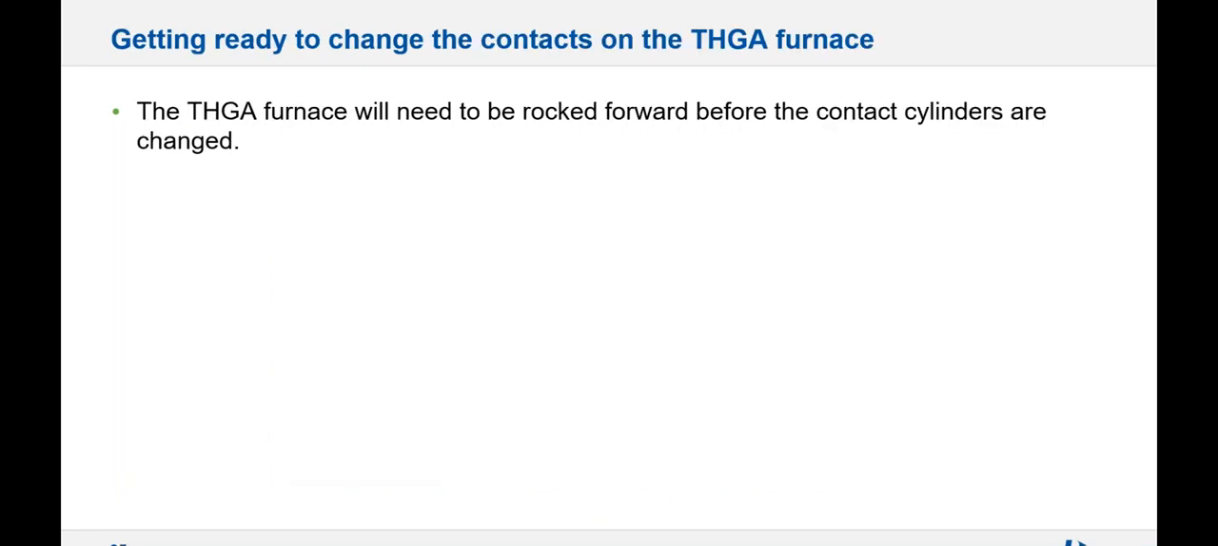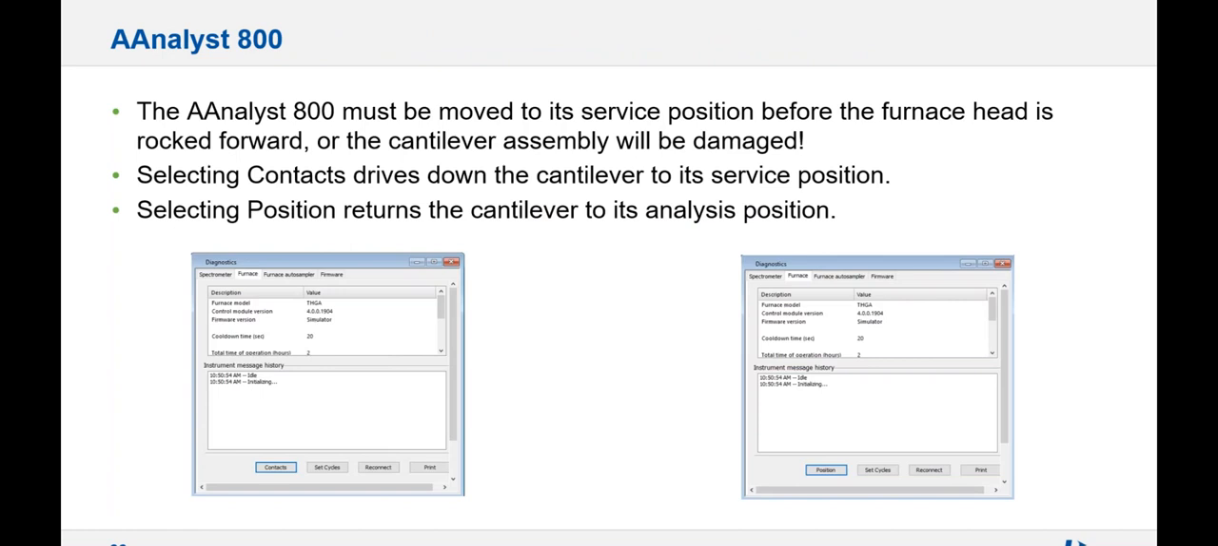Now, for THGA, the furnace will need to be rocked forward before the contact cylinders are changed. And depending on the model of the instrument you have, it's going to be a little bit different between them. Now, on the 800, you want to make sure that it's moved to the service position before the furnace head is rocked forward, or you could damage the cantilever assembly. So what you're going to do, if you select contacts on the diagnostics window, that will move the furnace down to its service position. After you've finished changing the contact cylinders, then selecting position will return the cantilever to the analysis position.